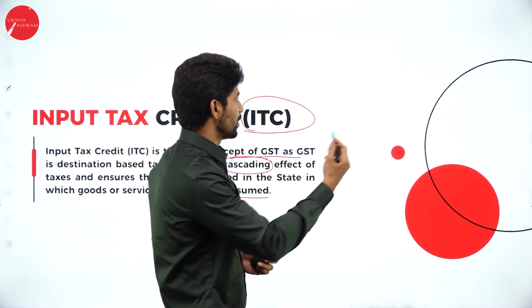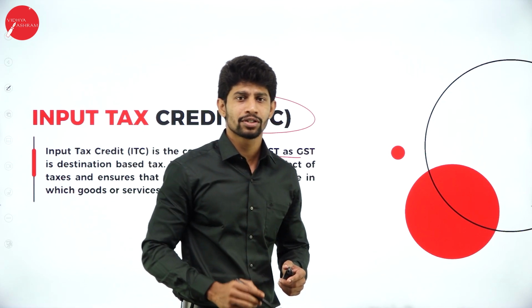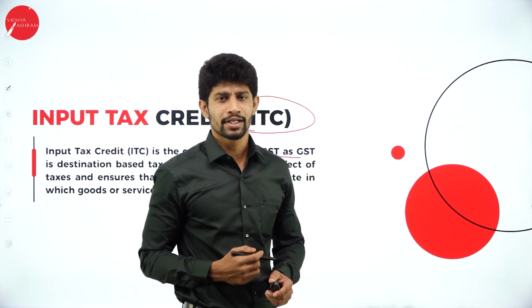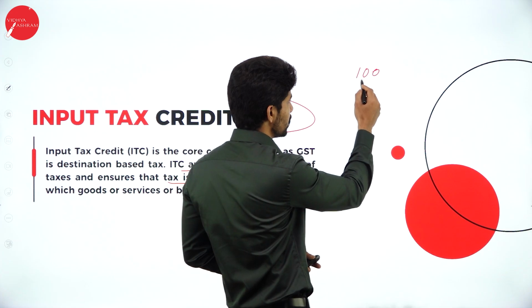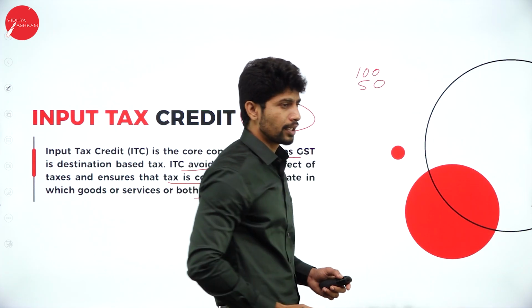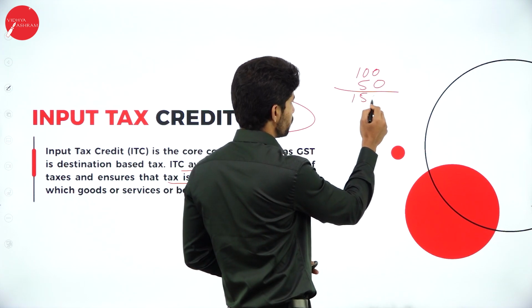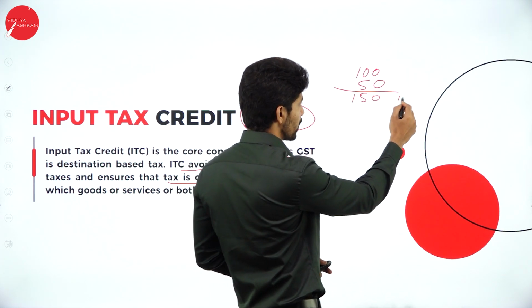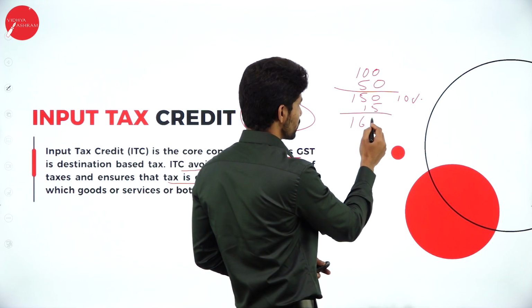For example, here as a manufacturer you will be manufacturing the goods, or to manufacture the goods you will be purchasing the raw materials from the supplier by paying 100 rupees. Okay, and he spent 50 rupees to convert this raw material into finished goods. Fine. So the total cost will be 150. On this 150, let us assume 10% tax. It is 15 rupees. So total 165.